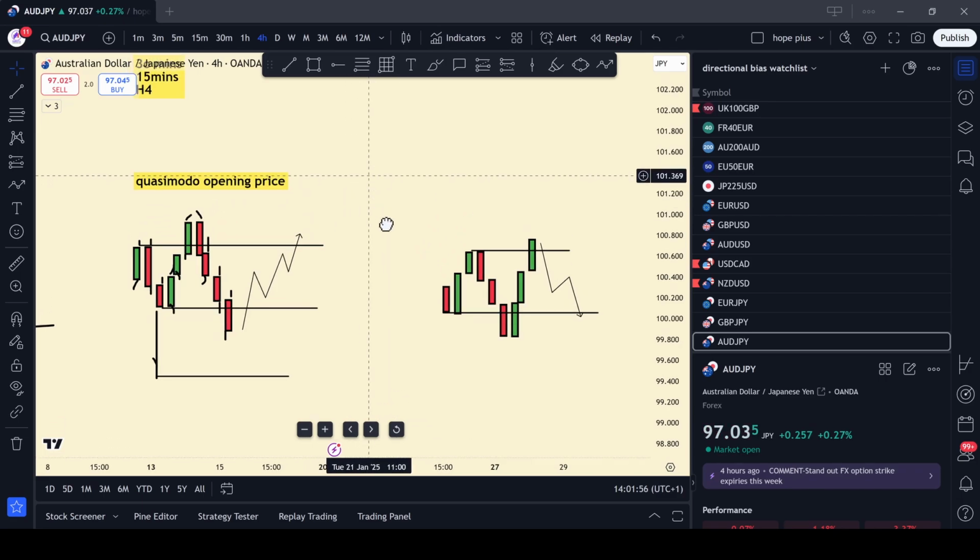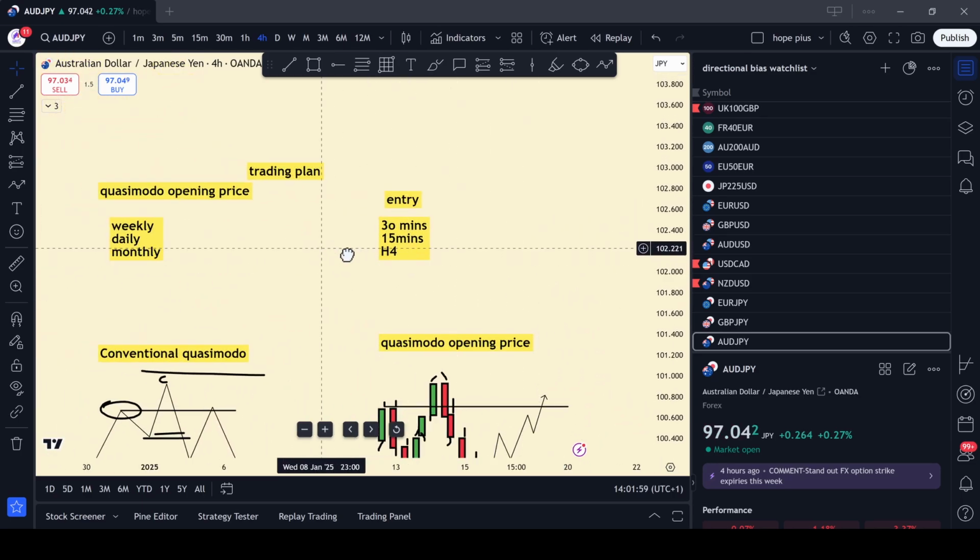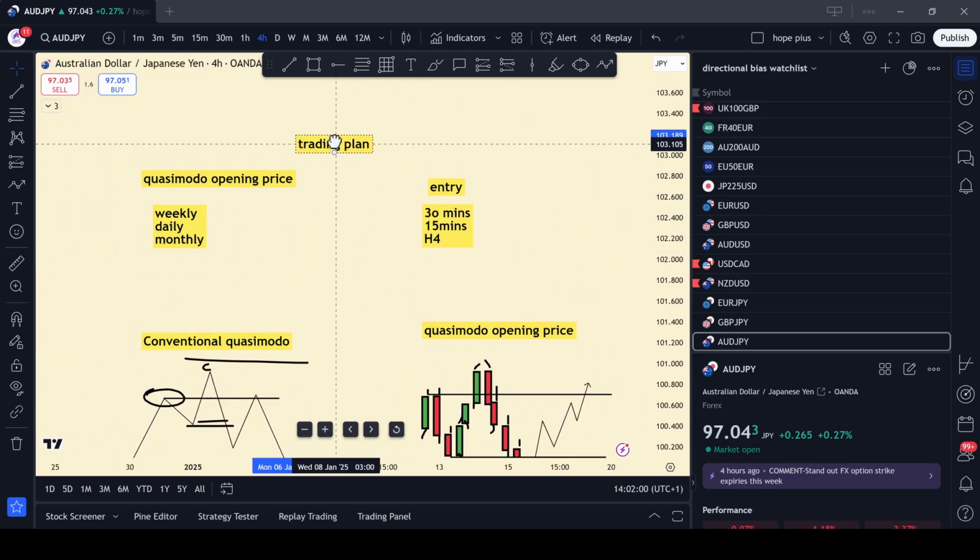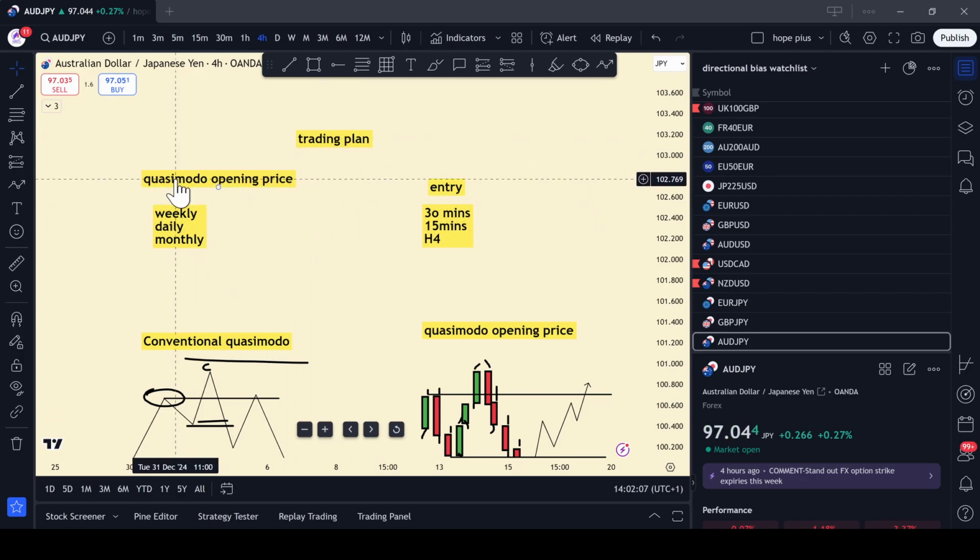Now, once you understand how to mark out the Quasimodo line, the next thing you need to do is to formulate a trading plan and an entry criteria. Now, just like in the last video, I gave you the time frame you should be focusing on, because this will not work on all time frames. I have to be honest with you.